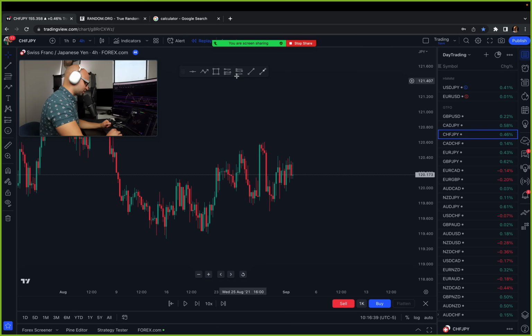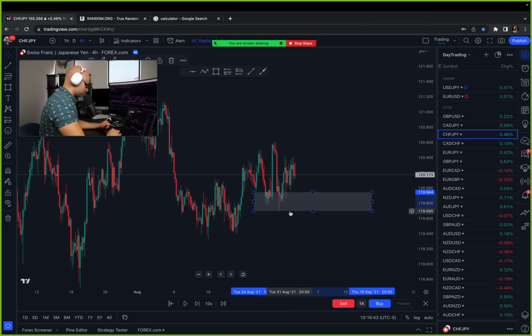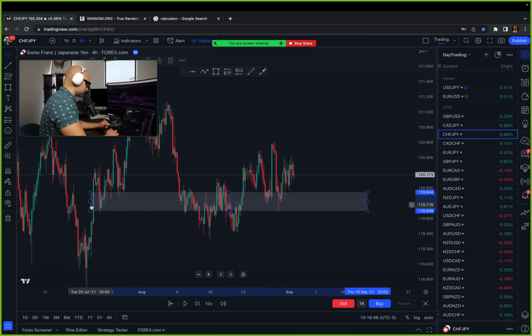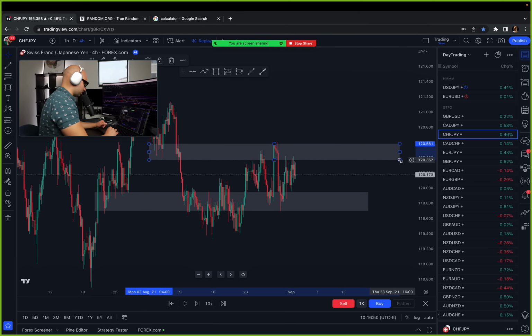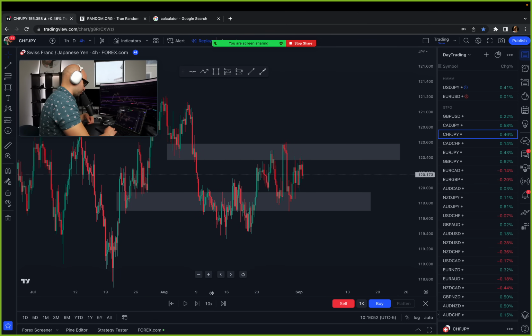We're going to sell at resistance, and that's it. We will not do anything fancy. We will do nothing except simple support and resistance. So, all right, sweet. We've got a resistance zone here, we've got a support zone down there, and let's see what happens.